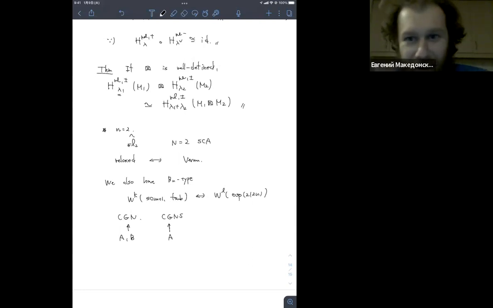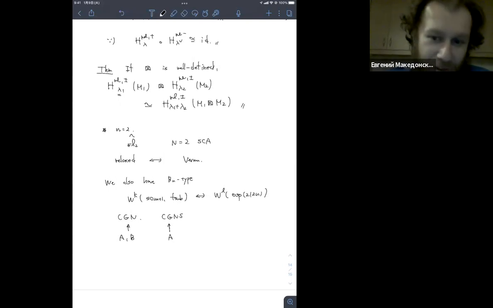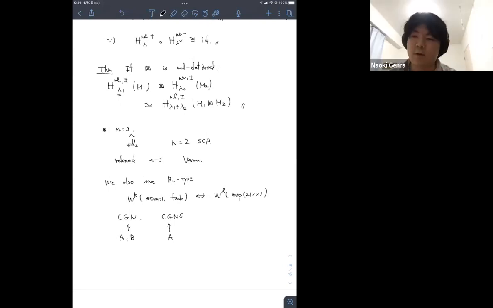The main result which I can understand from your talk is that there is a duality between subregular W algebras of Lie algebras and W algebras of Lie superalgebras. I think so. And in fact, further generalization was suggested by Gaiotto-Rapčák.